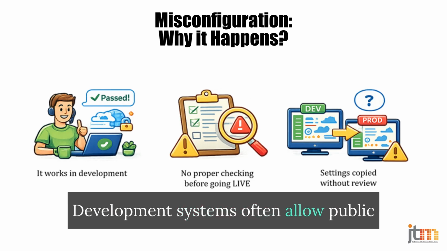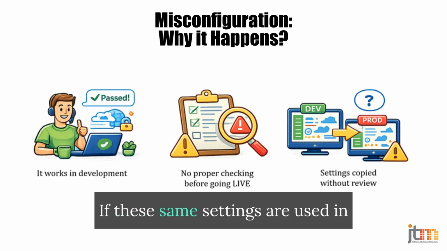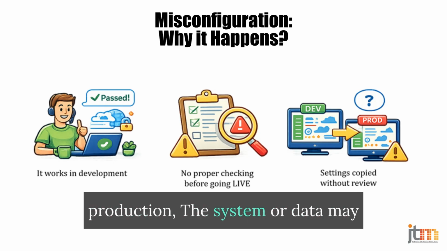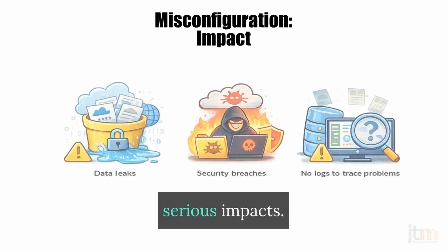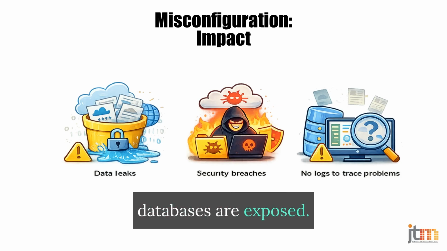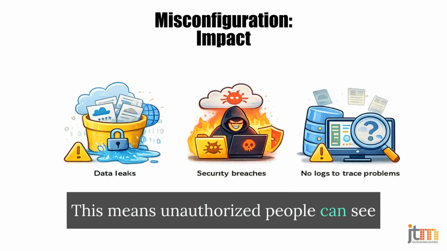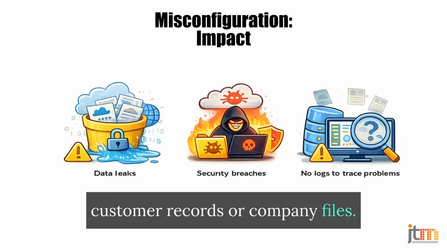Development systems often allow public access, weak passwords, or open ports for testing. If these same settings are used in production, the system or data may become visible to the internet or accessible to unauthorized users. Misconfiguration can cause several serious impacts. Data leaks happen when cloud storage or databases are exposed. This means unauthorized people can see or download sensitive information, such as customer records or company files.